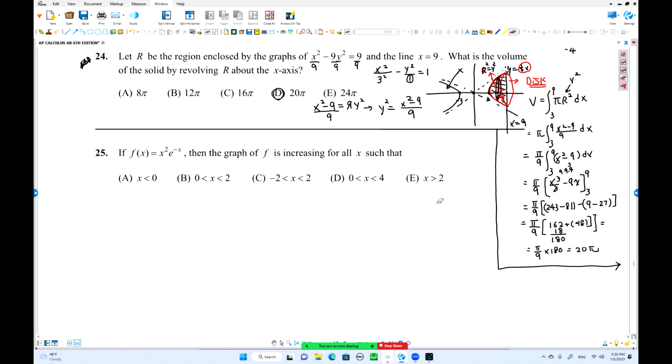All right, number 25. f of x is x squared e to the negative x. The graph of f is increasing for all x such that we can find the right interval for the graph is increasing. Increasing, we need to use what? First derivative. Okay, if the first derivative is greater than 0, that is increasing.